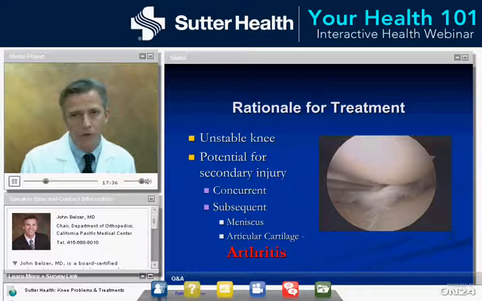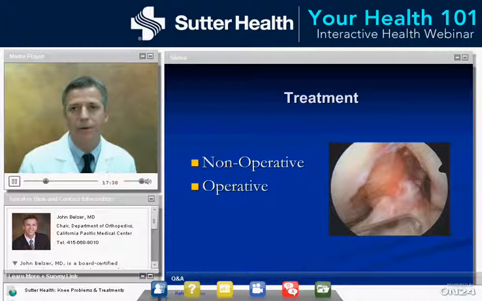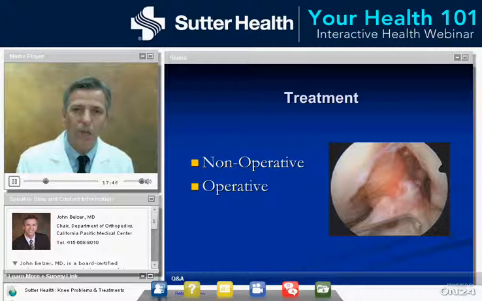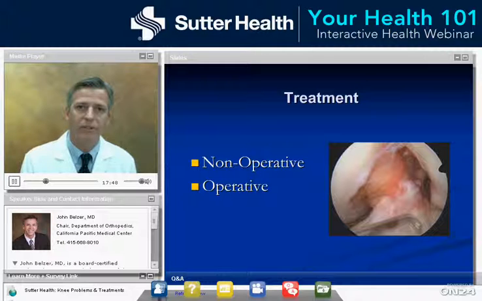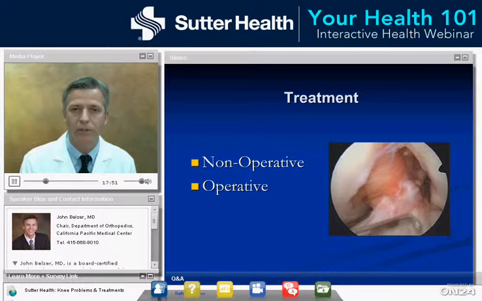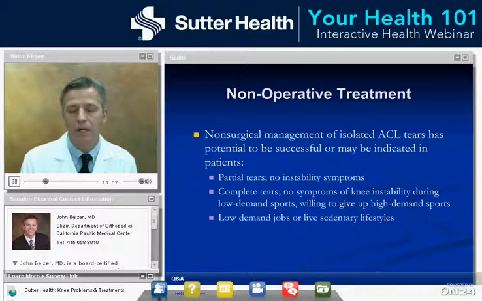Non-operative and operative are the two choices that we have. This is a picture here of an ACL deficient knee, of the left knee, and you can see the torn ACL in the middle of that notch. So non-operative treatment for isolated ACL tears may be successful in a small subgroup of patients. Studies have shown that some patients are able to cope with ACL deficient knees.